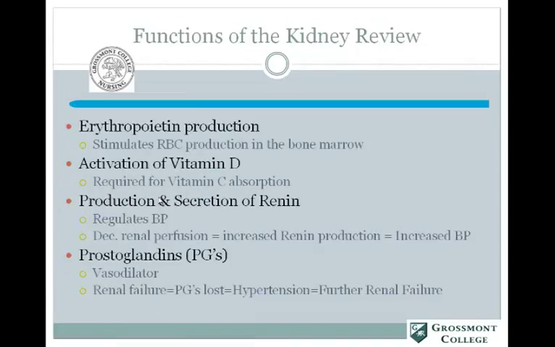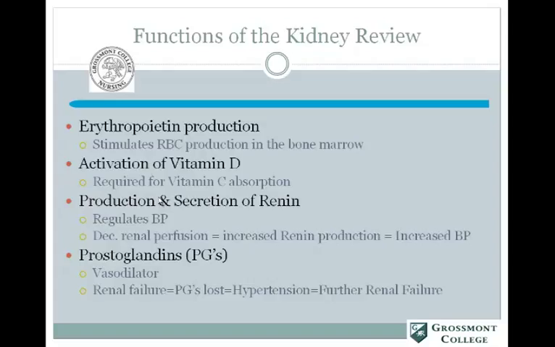So erythropoietin. Erythropoietin is produced where? It stimulates red blood cells in the bone marrow. Okay, so it starts the production of red blood cells. The kidneys also activate vitamin D, and they produce and secrete renin.